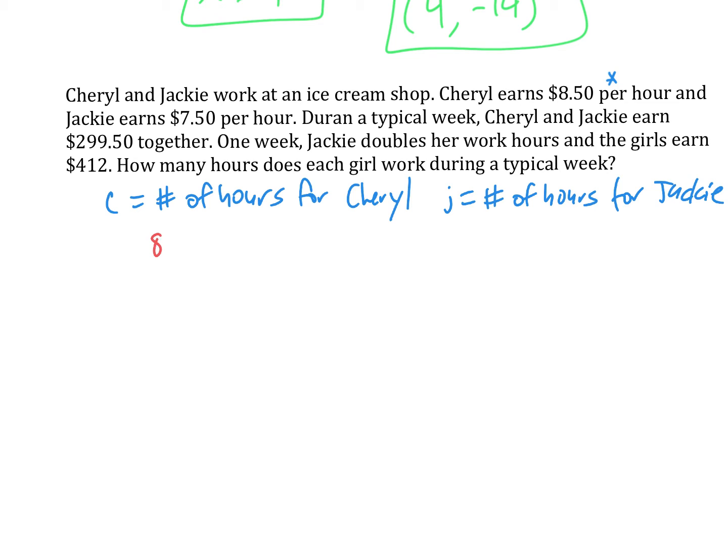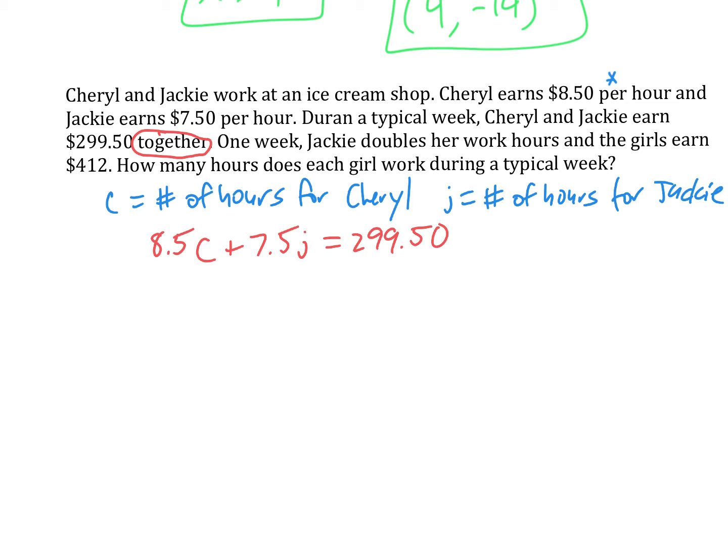Okay, so I'll write that here. We got $8.50, or I'm just going to say 8.5. We don't really need that. 8.5C is going to be amount of money Cheryl makes. And then we're going to add Jackie's money because it says together, which means we'll add those together. Okay, so plus 7.5J. And this is their typical week, and that usually means they get $299.50. 299.5 there.